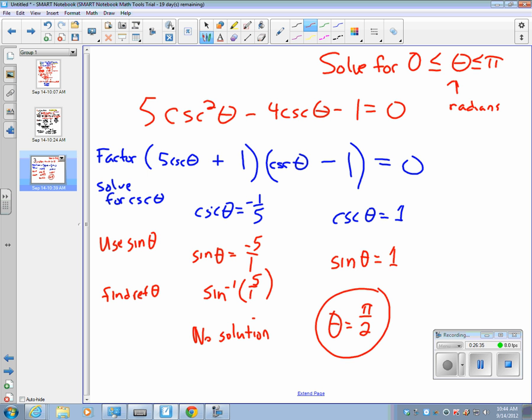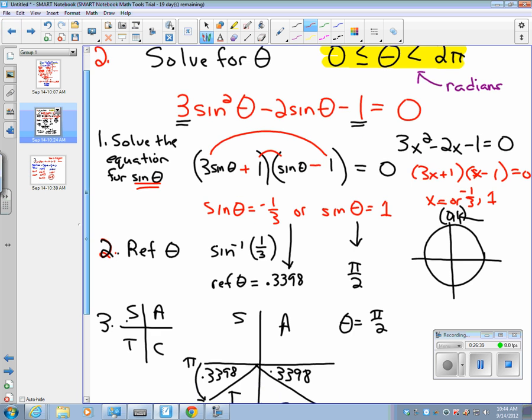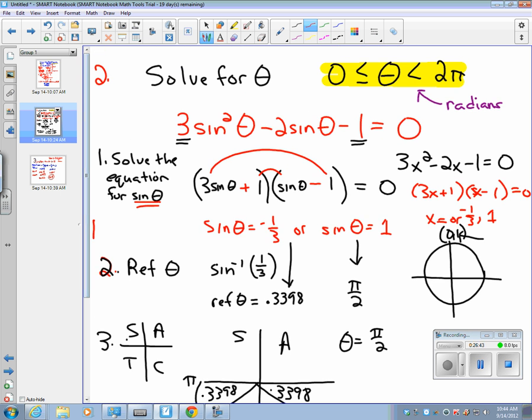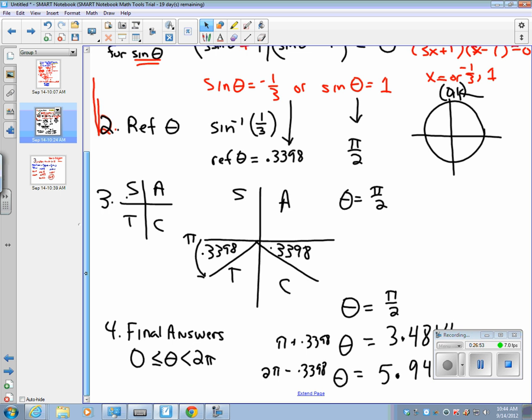So, key points, people, right here. That's what you do. Those 4 steps every time, right? Solve the equation for whatever trig function. Find your reference angle. Go into all students take calculus. State your final answers according to the restrictions they've told you, whether it's in radians or degrees.